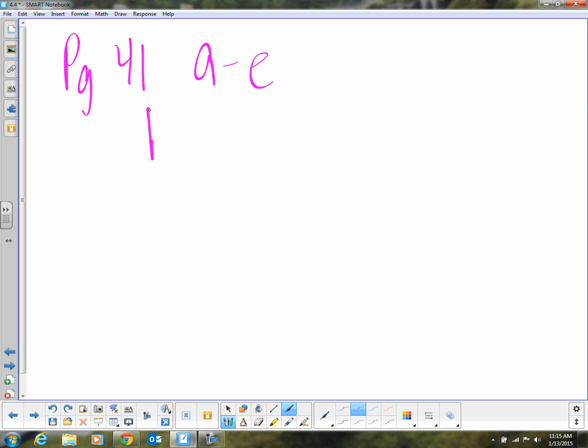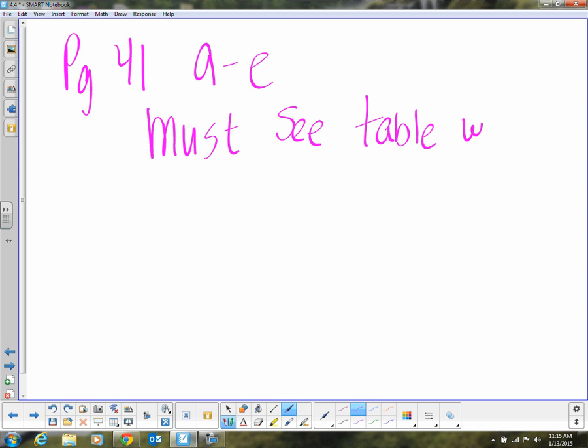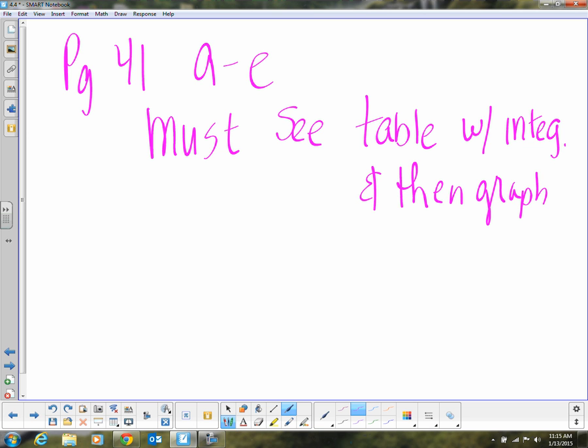I must see a table with integrals, and then the graph. If you don't do that, I'm going to be really unhappy.